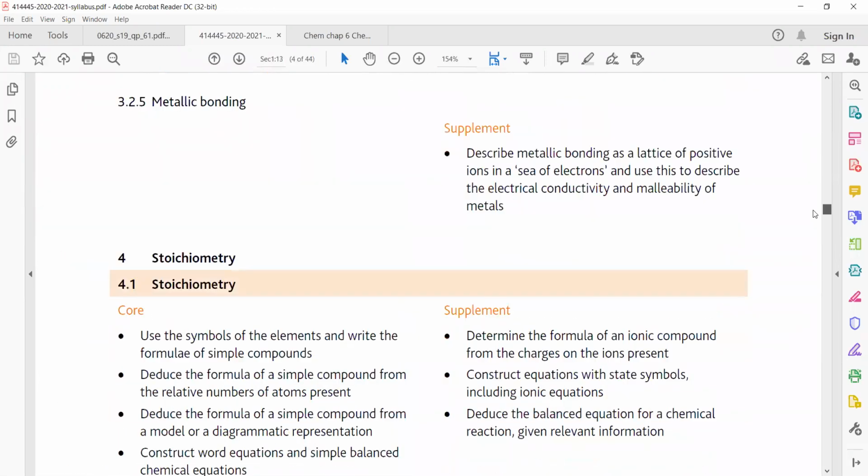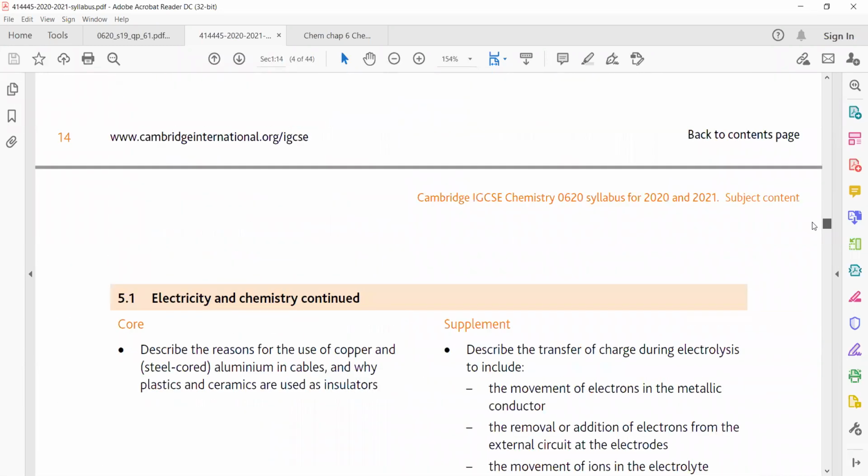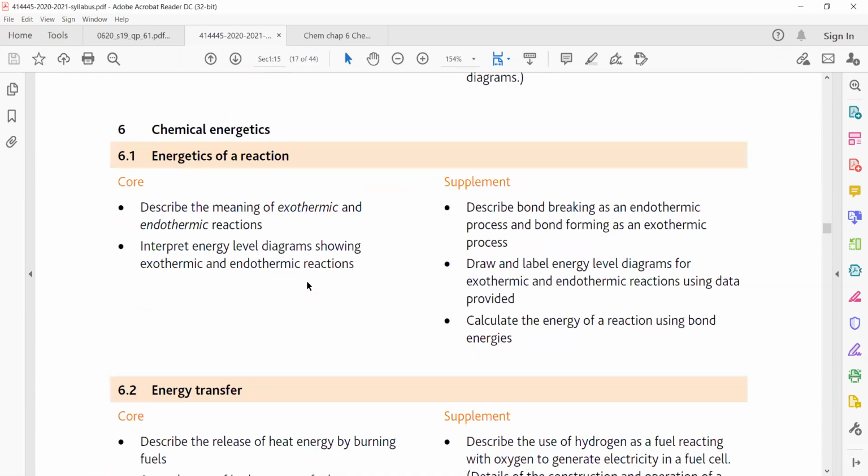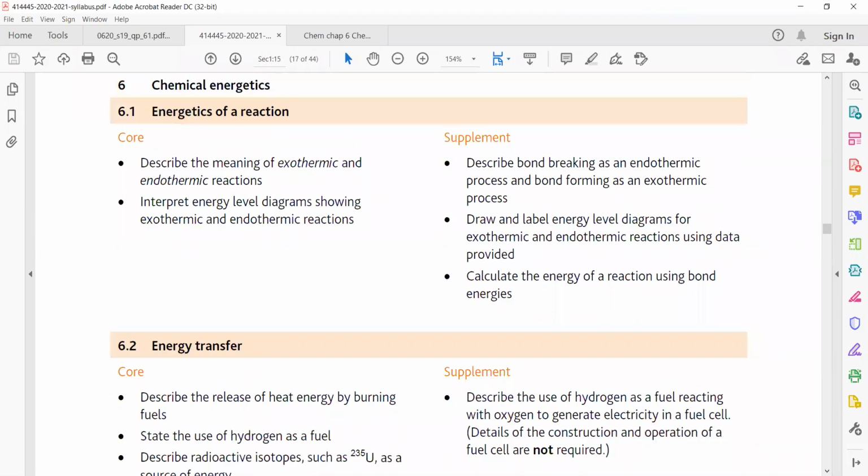Topic 3 we did, topic 4 as well. The moles, electricity, chemical energetics, topic 6.